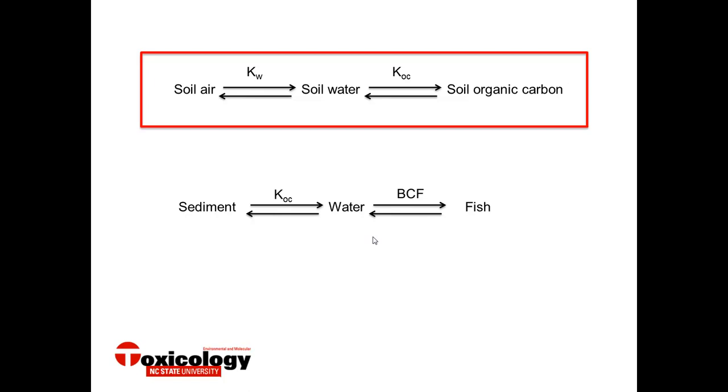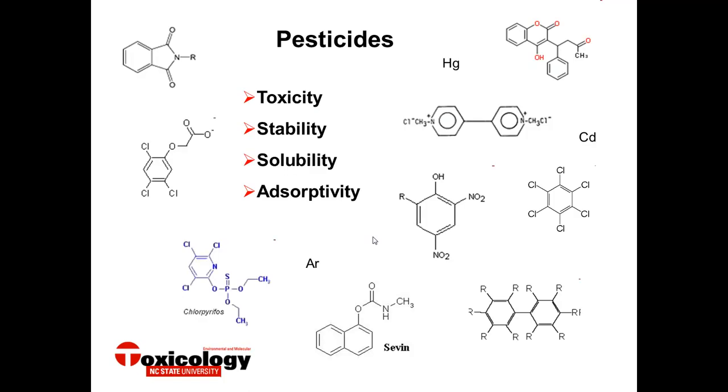Whether it's moving from the air, the water, to the soil, or from the sediment to the water to the living organism. Now remember the pesticides we discussed previously? If you recall, each of these compounds will differ based on their toxicity, stability, solubility, and absorptivity. If we examine just one of these, let's look at chlorpyrifos, otherwise known as Dursban, we can see the movement of it within the environment.